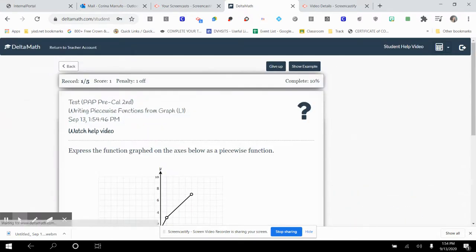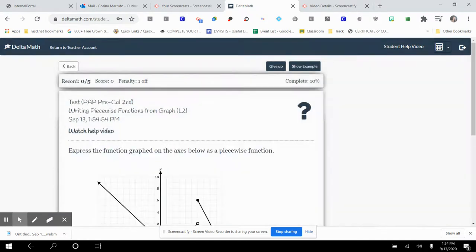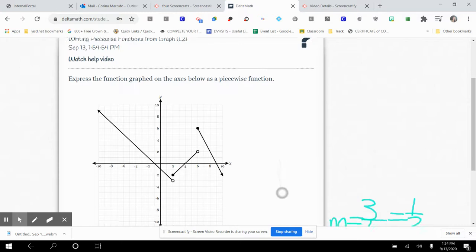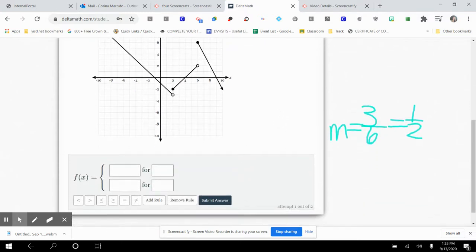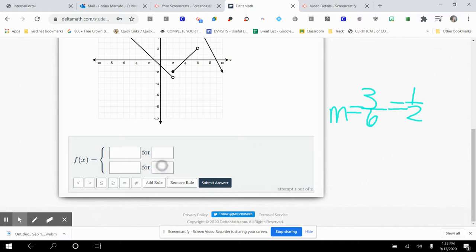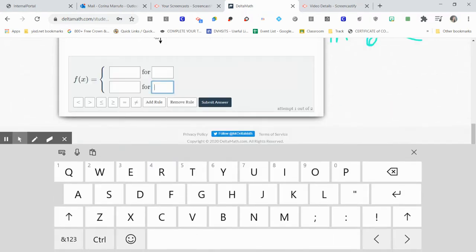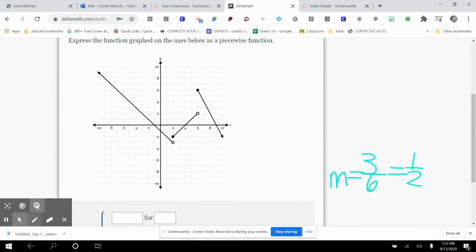There are only 2 sections, so let me go ahead and go back. And let's look at level 2. So on level 2, you're going to have more piecewise functions. I think it's just 3 sections. So here, it's not any different than the last one. So when you're doing this one, do you see how it says add a rule? That means to add an extra line. We're going to need 3 of them because this is 3 sections. 1, 2, and 3.